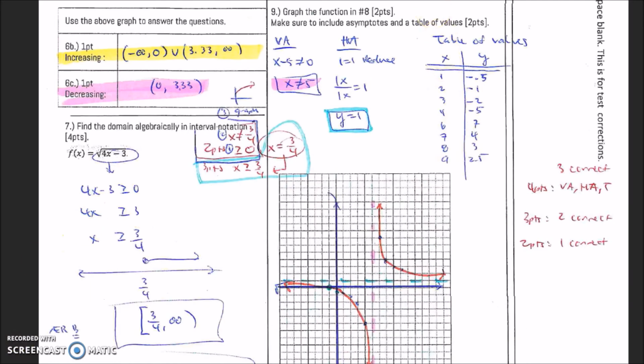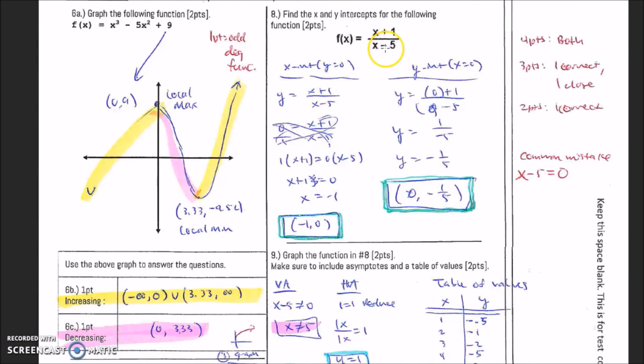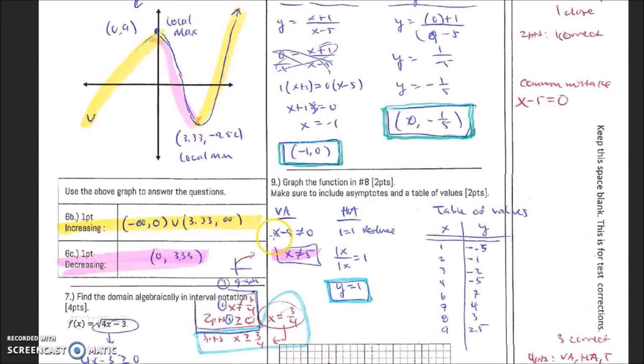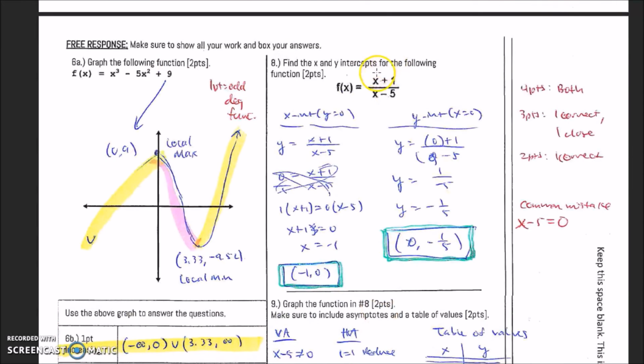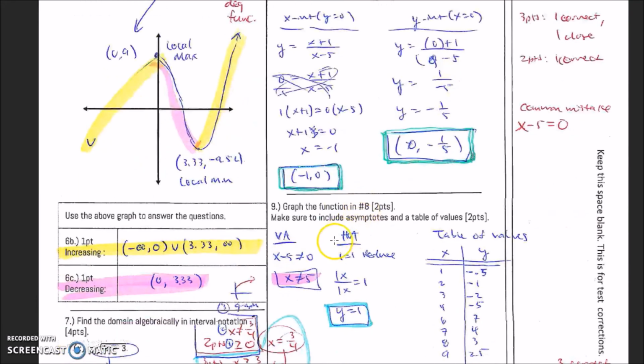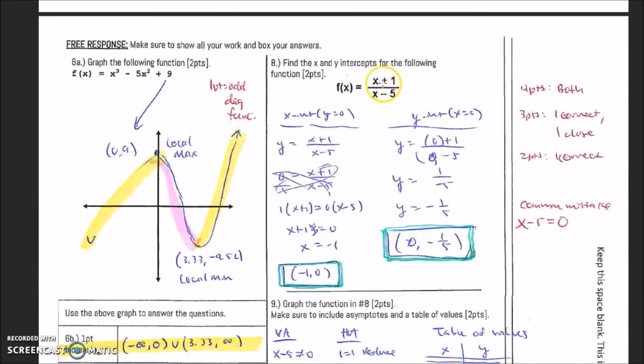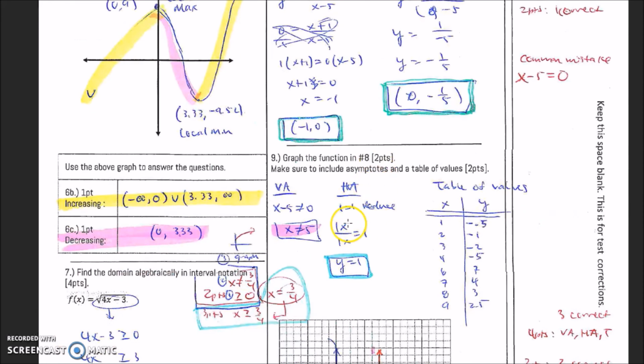Alright, question number 9. Make sure to include the asymptotes and table of values, and also graph it. So how do you get a graph? Well, first I'm going to find my vertical asymptote. I'm going to set that equation here not equal to 0. If you add 5 to both sides, x is not equal to 5, which is my vertical asymptote. My horizontal asymptote, if I look at the highest degrees here, it's just really x divided by x. That means the exponents, right where my cursor is, are 1 and 1. So that means you reduce, so you get 1, y equals 1.